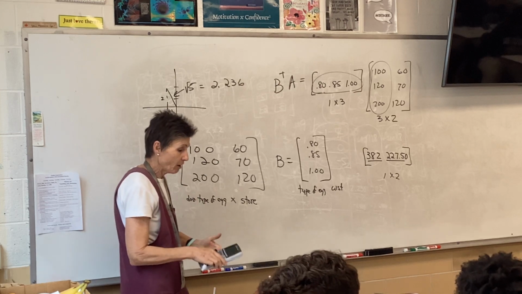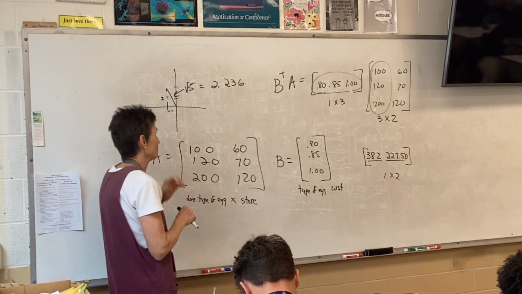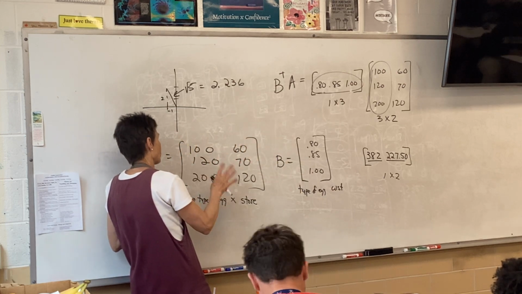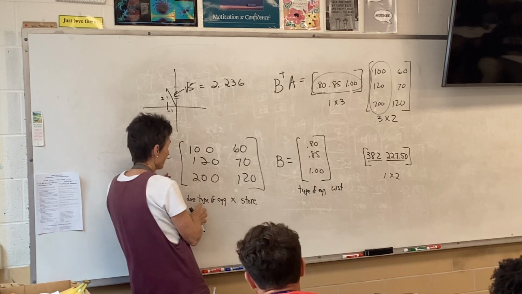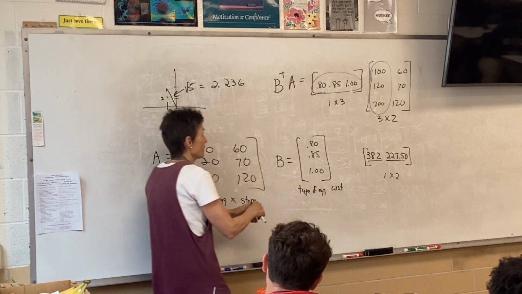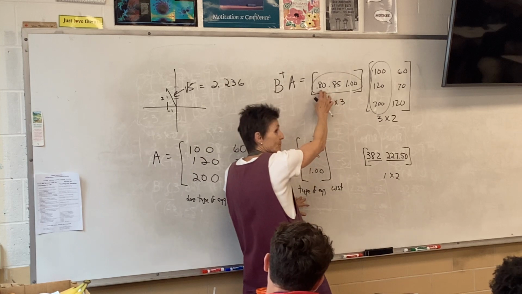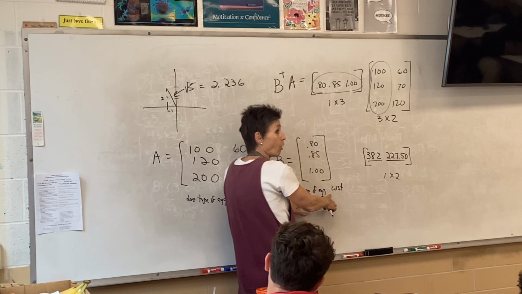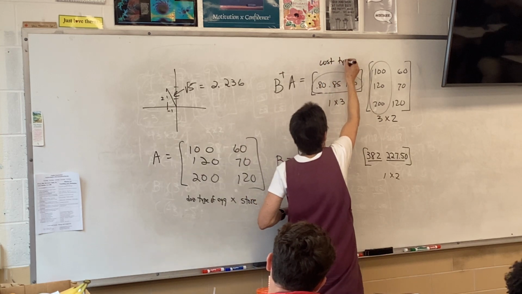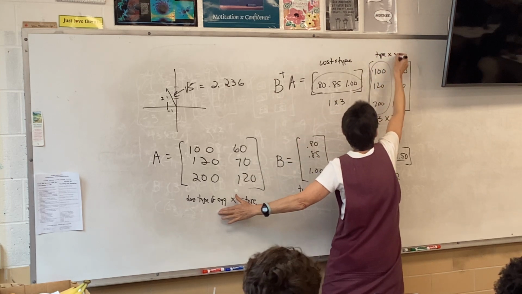Now, to help you hopefully see what in the heck is going on here, when I defined my matrices originally, I didn't put down, this is a 3 by 2. I said its rows are the type of egg and the columns are the store. And then the same thing over here. Now, when I did B transpose, what did this matrix become? This became cost by type. And then I multiplied that by my original, which was type by store.